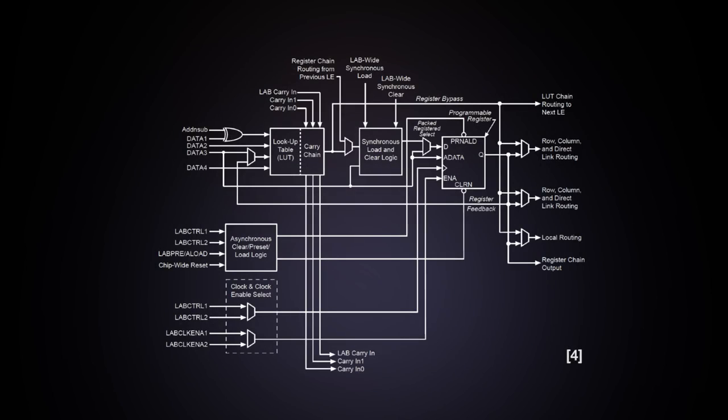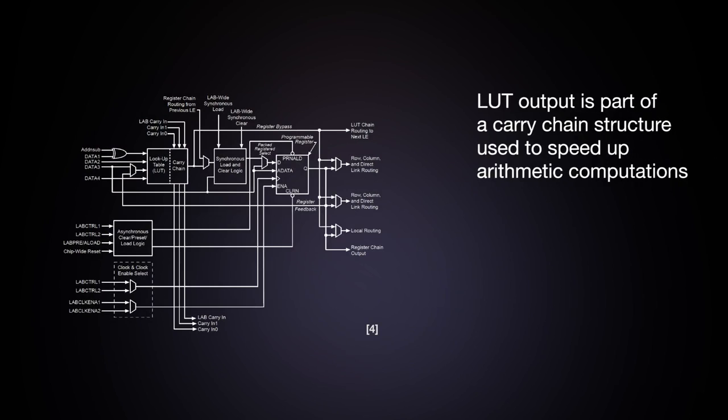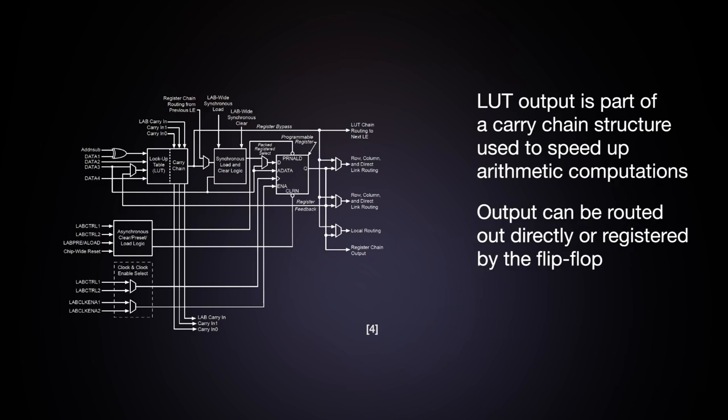This is a schematic of the Altera Cyclone logic element, or LE. Inputs are on the left, outputs are on the right. The core of this LE is a 4-input LUT, which can be used to create any 4-input logic combinatorial circuit. The LUT output is part of a carry chain structure used to speed up arithmetic computations. The LUT output can be routed out directly or registered by the flip-flop. As you can see, this circuit is designed with versatility in mind.